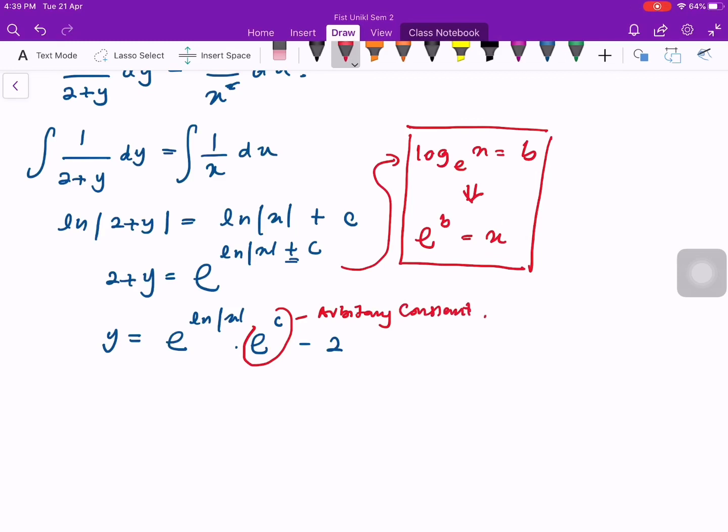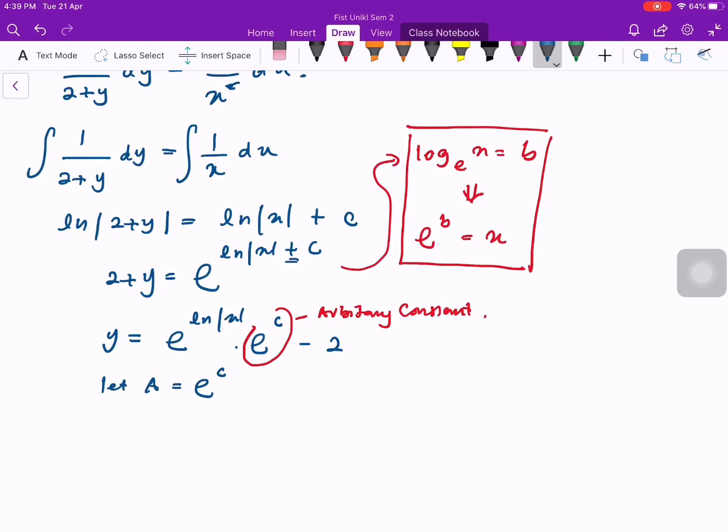Okay, so kita ada e to the power of c sebagai arbitrary constant. So I'm going to let a is equals to e to the power of c. Actually, for arbitrary constant, you can use any variable a, b or c, any kind of variable you like. But in this case, saya lebih suka guna a lah. So dalam case ni saya memilih a sebagai saya punya arbitrary constant. So let a equals to e to the power of c.